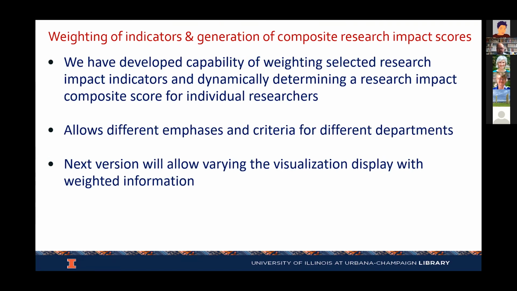We're also looking at weighting of indicators and generation of composite research scores. We have developed a way of weighting select research impact indicators and dynamically determining the composite research score for individual researchers. This allows for direct emphasis on different criteria for different departments. And the next version we're working on is to allow varying visualization displays and weighted information. So I'm going to show you what that screen looks like.